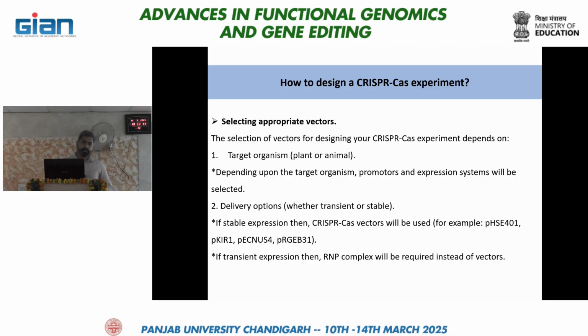And after that, the second point is delivery options. It depends whether you want the CRISPR-Cas system to integrate stably, or you want the transient expression of it. Depending on that, you will select your vector. If you are looking for a stable expression, then the CRISPR-Cas will integrate itself in the plant chromosome, if we talk about the plant. So here are some examples of CRISPR vectors specific for plants. Similarly, we will talk more about vectors specific to the human scenario.